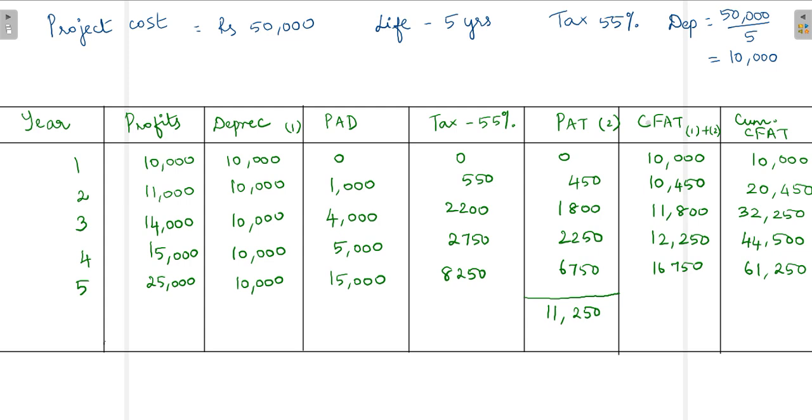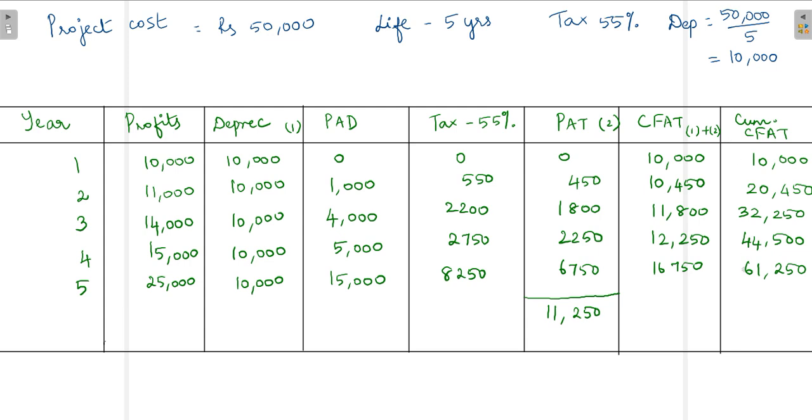Like I told you in the earlier video, to find cash flow you have to add depreciation and profit after tax. We are adding depreciation back because depreciation is not going out of the business, it's still in the business, so it's not flowing out, it is a cash inflow only. So you add up depreciation and profit after tax and find the cash flow after tax. You find the cumulative value.